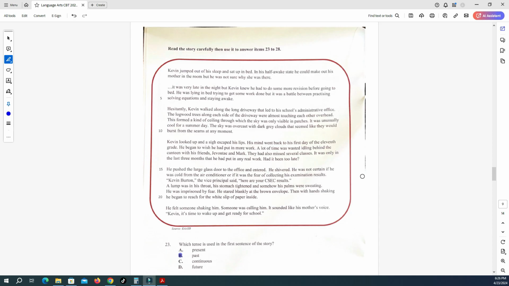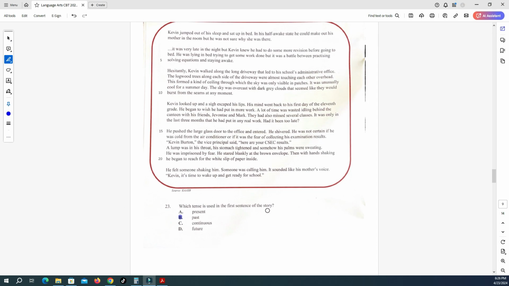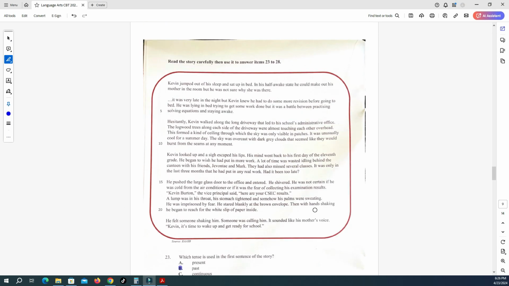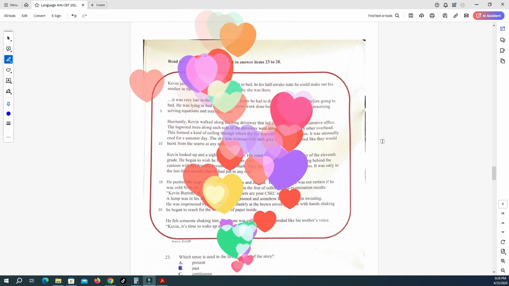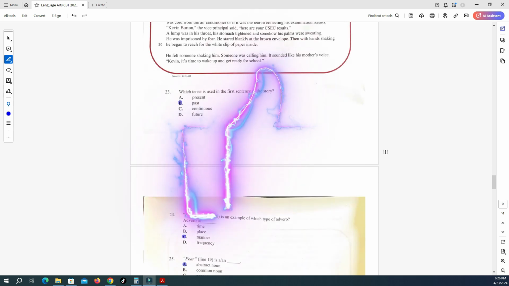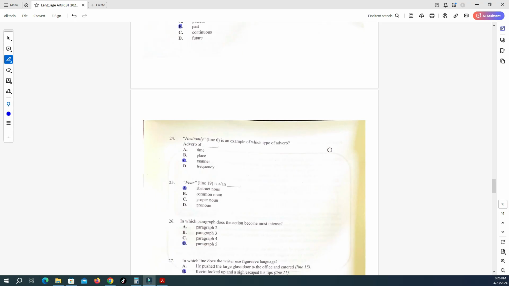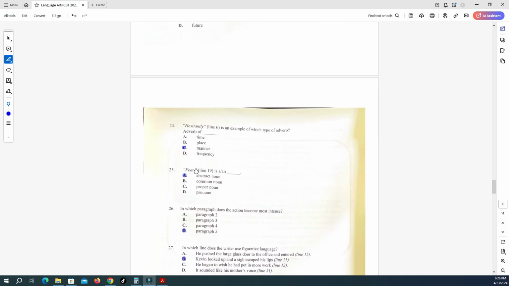Oh wow, that was a nightmare for Kevin, right? Alright, so which tense is used in the first sentence for the story? I said past tense. Kevin jumped out of his sleep. Alright. Hesitantly in line 6 is an example of which type of adverb? I chose manner, in the manner of which he did what he did. So that to me is manner. Not time, not place, not frequency.